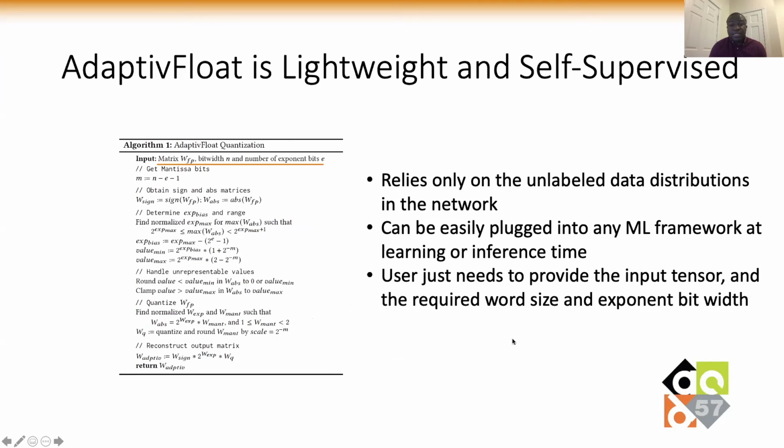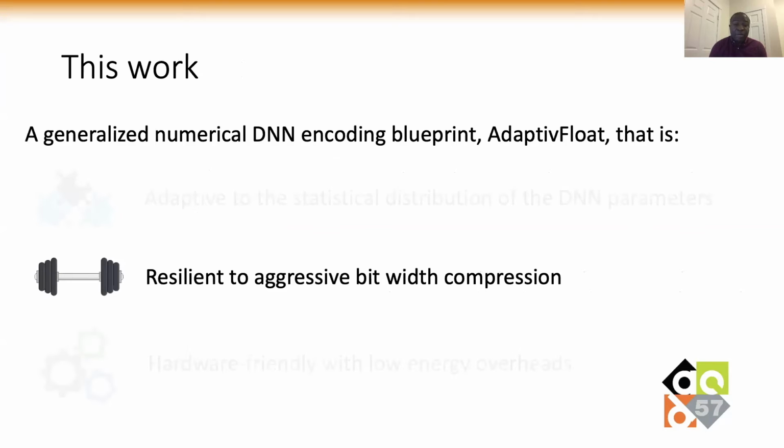We also note that the adaptive float algorithm is self-supervised in the sense that it only relies on the unlabeled data distribution in the network, and it can be easily plugged into any machine learning framework at training or at inference time. And the user just needs to provide the input tensor, the required word size, and the exponent bit width. Now we will assess the resiliency of adaptive float during bit width compression.